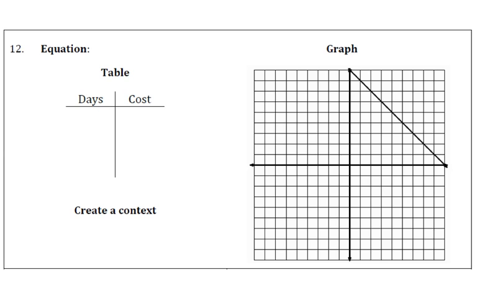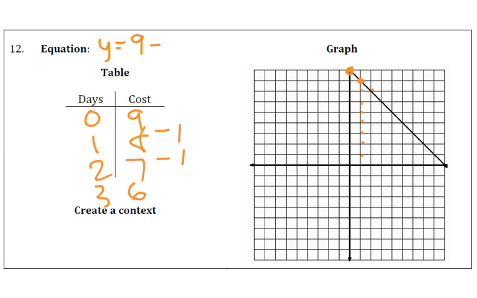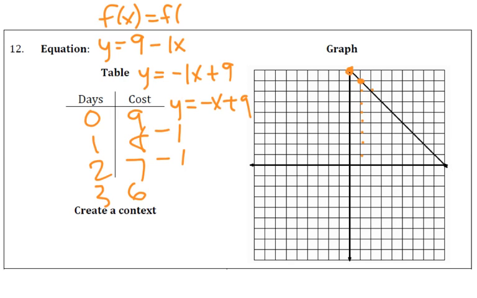Alright, so now this one we've got a graph, so let's plot the points. So at 0, we're at 9. At 1, we're at 8, right? 1, 2, 3, 4, 5, 6, 7, 8. 2, 7, 3, 6, so on. So we're subtracting 1 each time. So y equals, we started at 9, we subtracted 1 multiple times. You could rewrite that as y equals negative 1x plus 9, or even y equals negative x plus 9. If we did recursive, f of x equals f of x minus 1, and f of 0 equals 9.